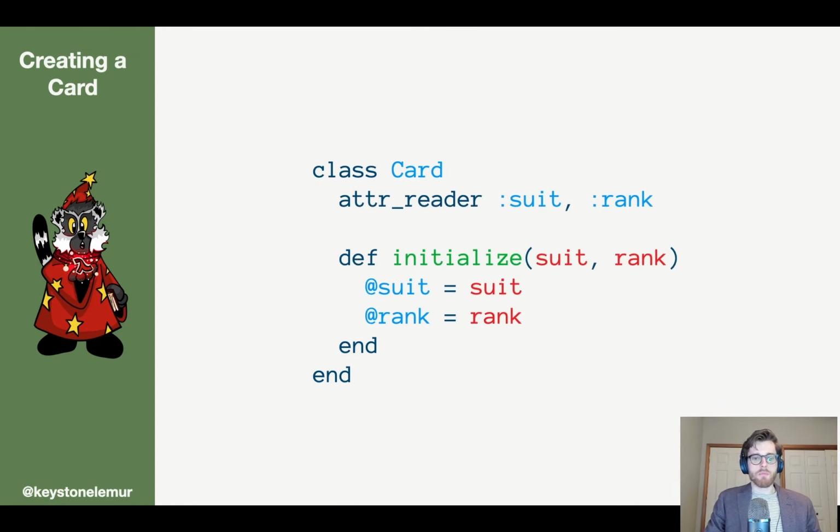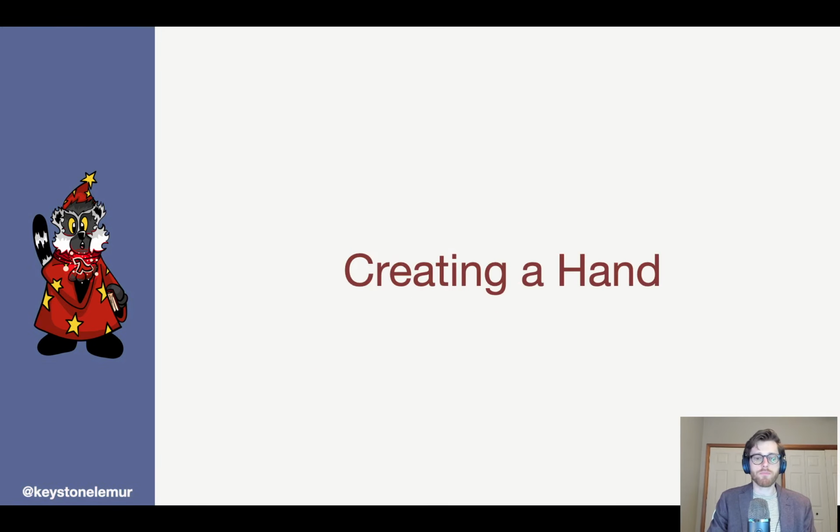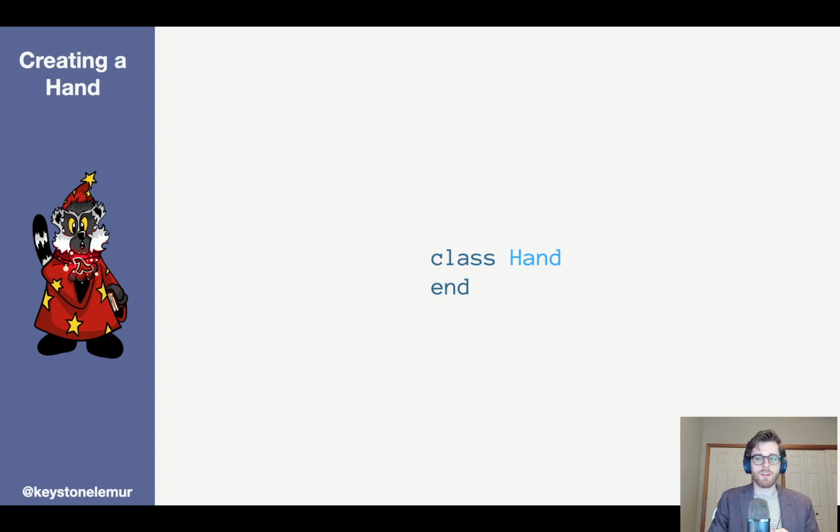Next, we want to actually make our card. A card is a combination of a suit like spades and a rank like ace. We also want to give that an attribute reader, that way we can actually see those values. Now, let's do the same for a hand, which is a collection of many cards. We'll start out by defining constants again in our new hand class.